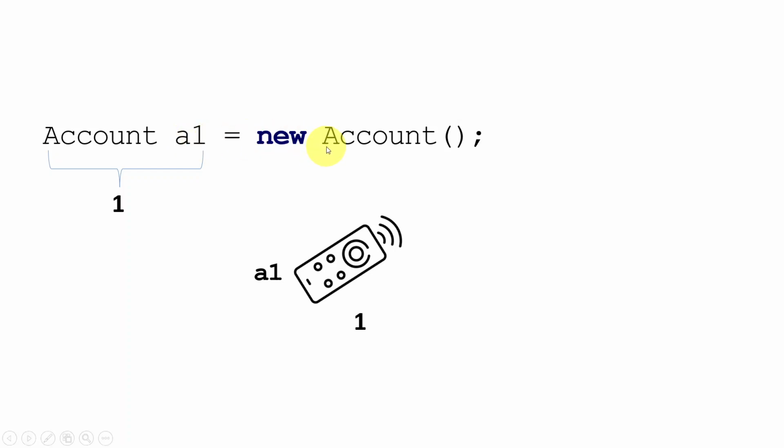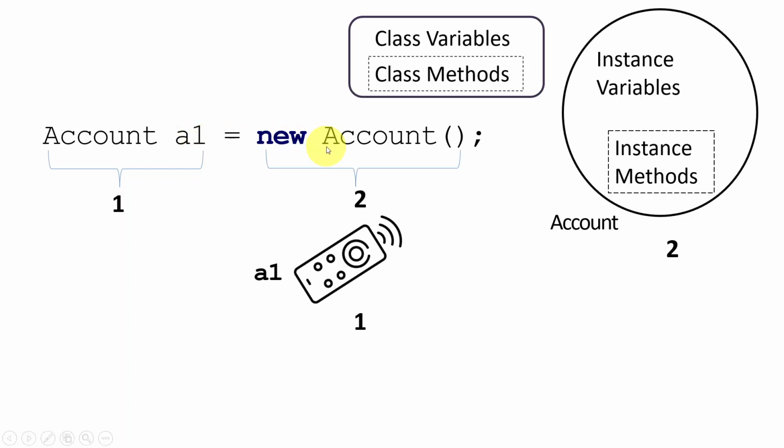So the second part is the creation of the object. When an object is created, the memory is allocated for instance variables. And if this is the first object of that particular type, the memory is allocated for class variables as well. But that happens only when you are creating the first object. In subsequent object creation, the class variables are already initialized.